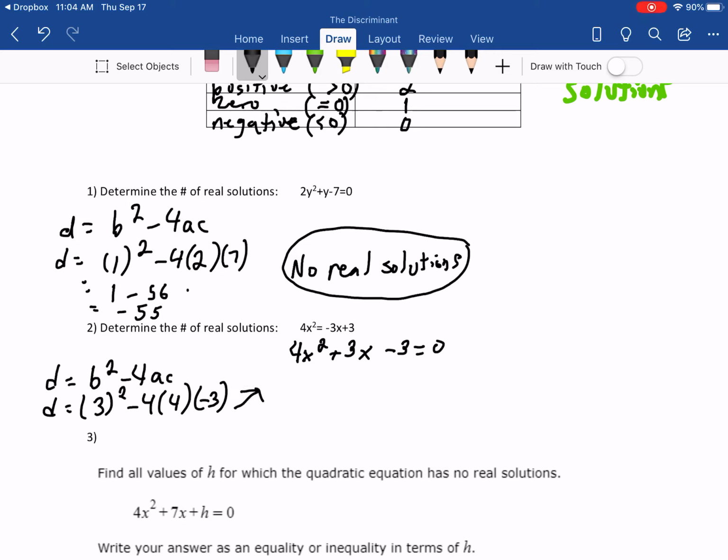And let's continue over here. That's 9 minus 12 times negative 4 plus 48. So the discriminant is 57. So we have a positive discriminant, means this has 2 real solutions.